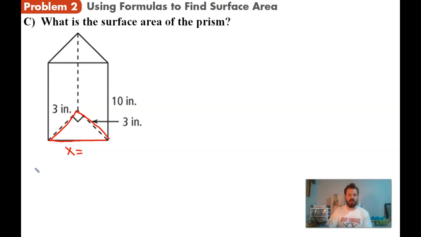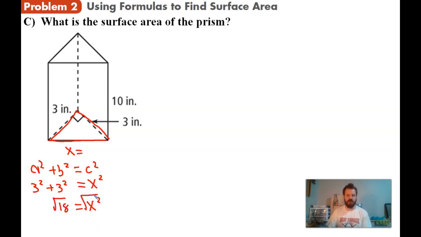Since this is a right triangle, I can do good old a squared plus b squared equals c squared, Pythagorean theorem. And let's see here, the x is my hypotenuse. So we'll say x squared on the right, and then the 3 and 3 will be my a and b. So 3 squared is 9, 9 plus 9 is 18, so I have 18 equal to x squared. If I take a square root on both sides, that leaves me with x equals square root of 18, which is about 4.2. So that missing side we were looking for is 4.2.